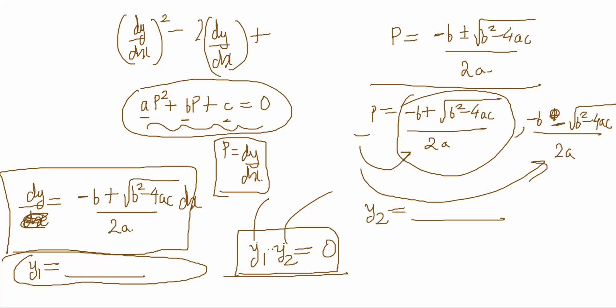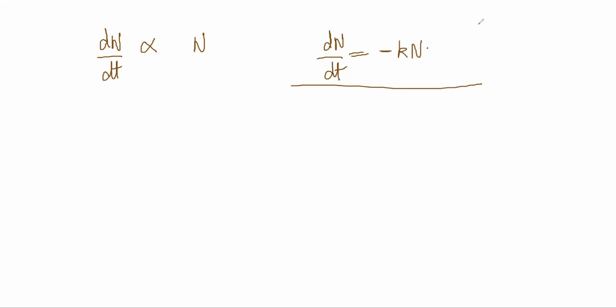For example, radioactivity. The amount of radioactive rays that come out of a sample of material is proportional to the number of atoms left. If you remember a little bit of physics, dN by dt is proportional to N, so you used to get dN by dt is equal to minus kN. And this is a linear differential equation in first order.